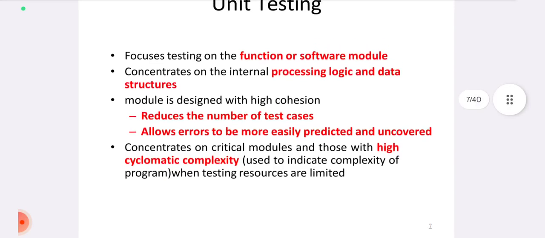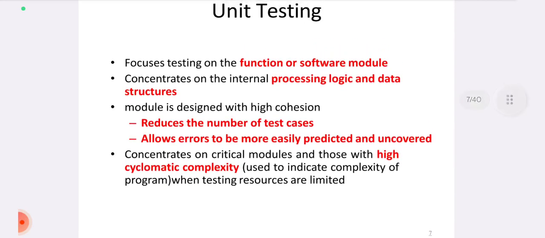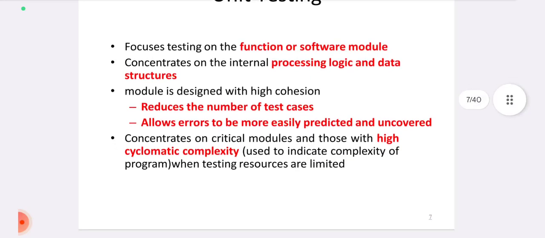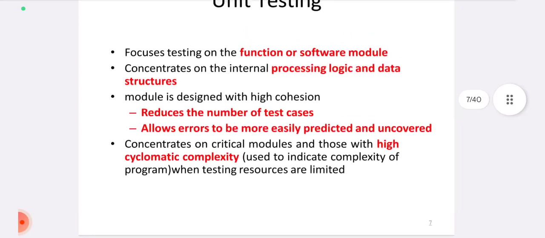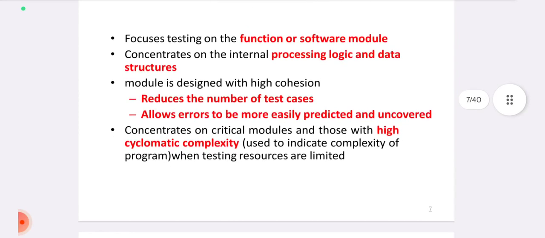So what is the need of cohesion? In the sense, it reduces the number of test cases. When we have independency between modules, surely the number of test cases will be decreased, and whatever the errors are predicted, easily we can uncover them without affecting another module. So that will be achieved with the help of cohesion.